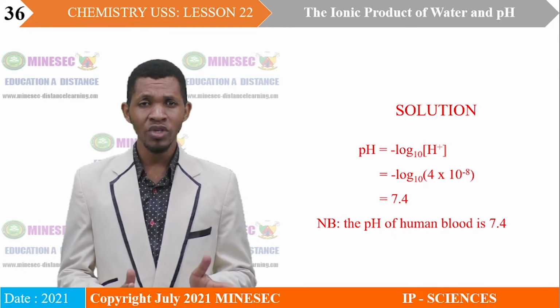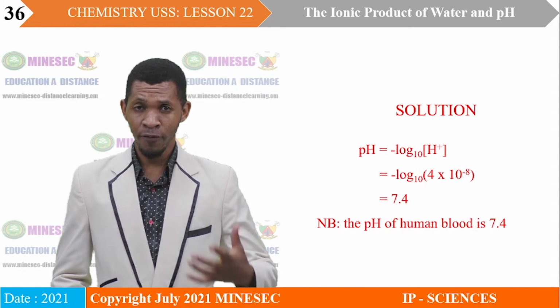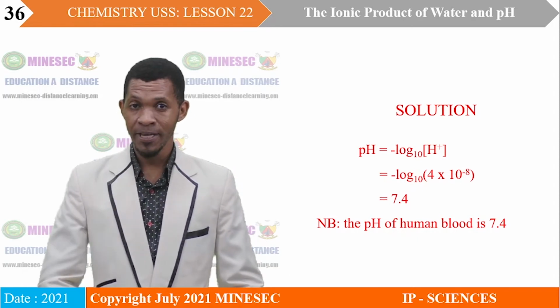Now, pH values above 7 are alkaline or basic. Therefore, the human blood is slightly basic.